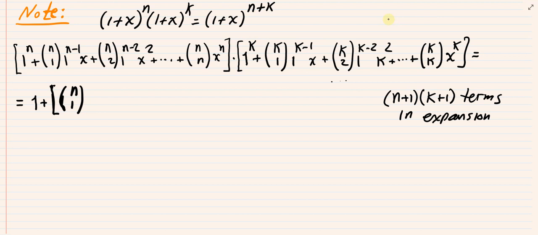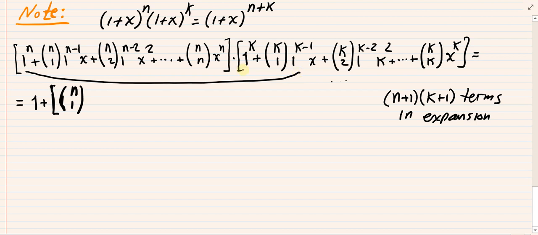So the coefficient on x is going to be, again, that's when I multiply 1 times that, and when I multiply the second term in the first expansion by 1 in the second expansion. So it's going to be n choose 1 x, right? Well, actually, let me factor the x, plus k choose 1 times x. Okay, and that's what that's going to be. Pretty simple.